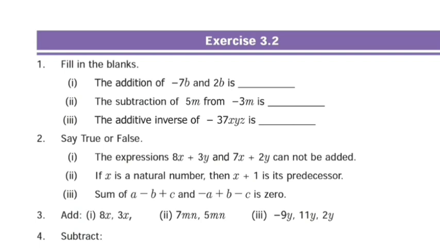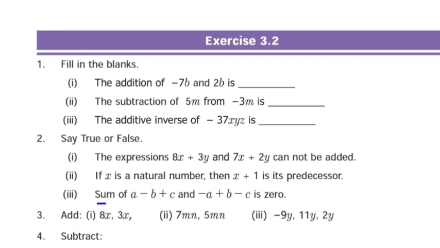Next question number 2, say true or false. Subdivision 1, the statement that the expressions 8x plus 3y and 7x plus 2y cannot be added is false. Next, subdivision 2, if x is a natural number, then x plus 1 is its predecessor. It's a false sentence. For x, x plus 1 is its successor.